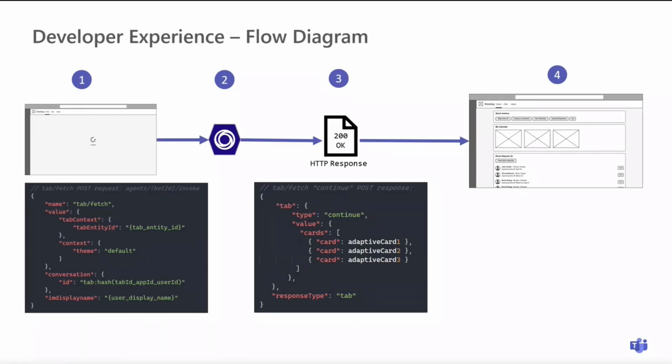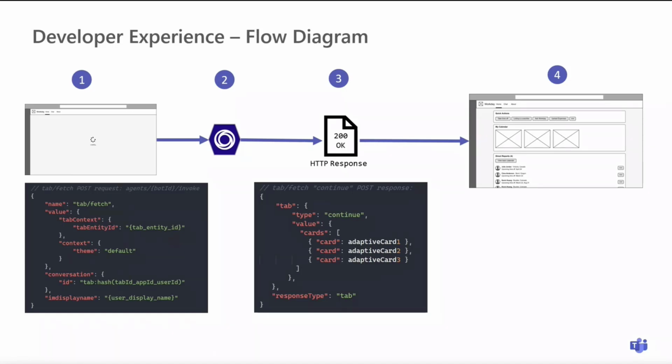So let's take a look at the flow diagram. In the first section, the user clicks on the app and Teams sends a tab fetch event to the bot. The event basically says, "Hey bot, I'm the home tab, and the user is John Smith. Can you please return the cards you want me to show to them?" The bot backend then does some work and returns an array of adaptive cards.